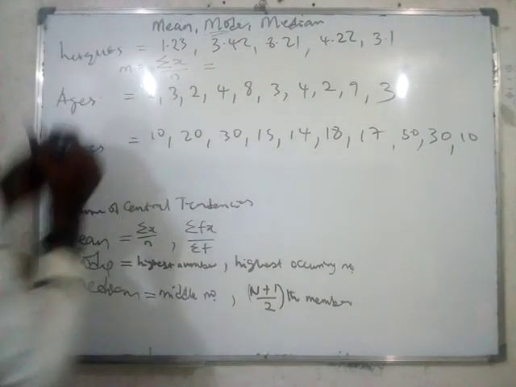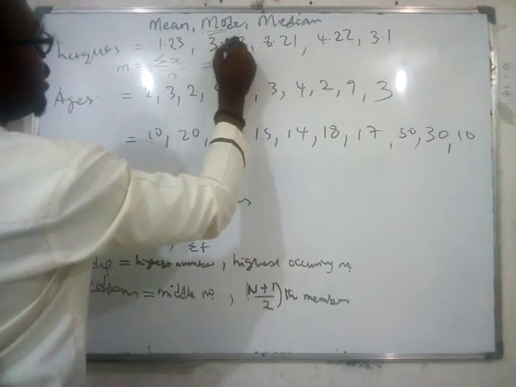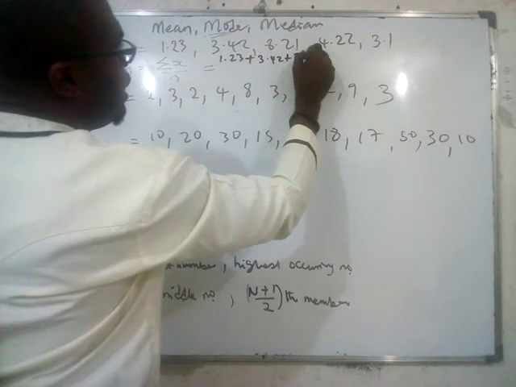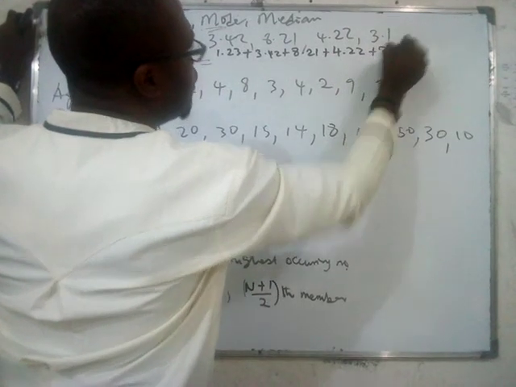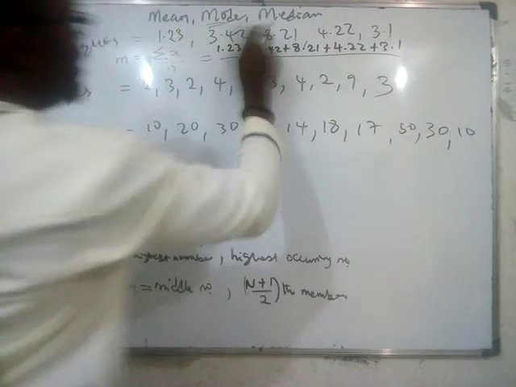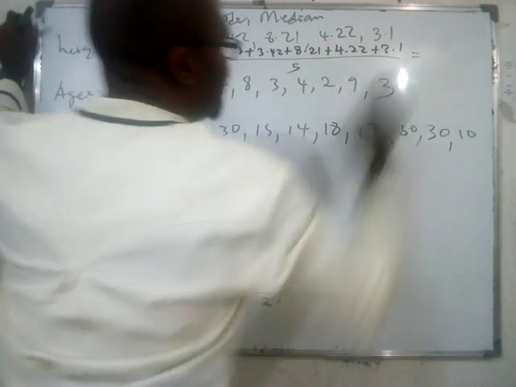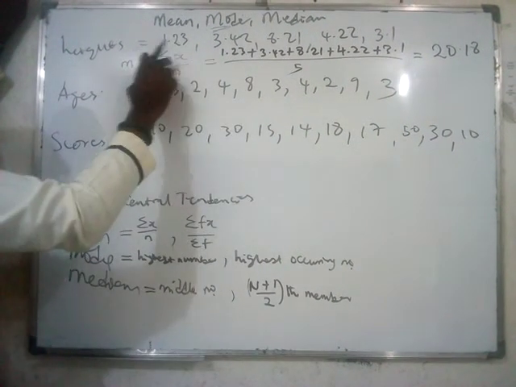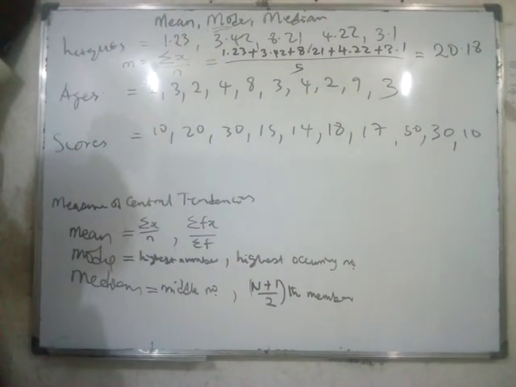So what is the summation of the data? We have 1.23 plus 3.42 plus 8.21 plus 4.22 plus 3.1, all over how many they are: 5. What's the answer? 20.18 over 5, that is 4.036. That is the mean. Is that clear? Summation of all the scores, all over the number of scores. So we've done the mean.